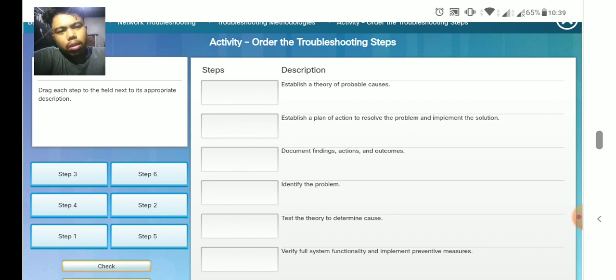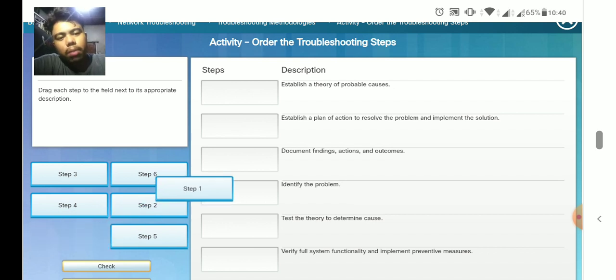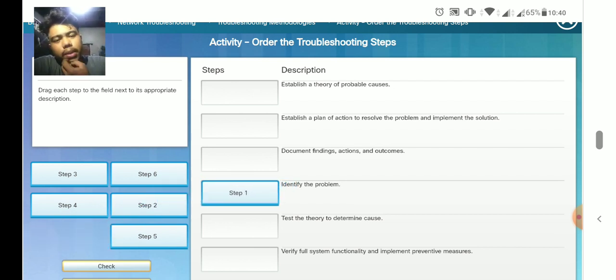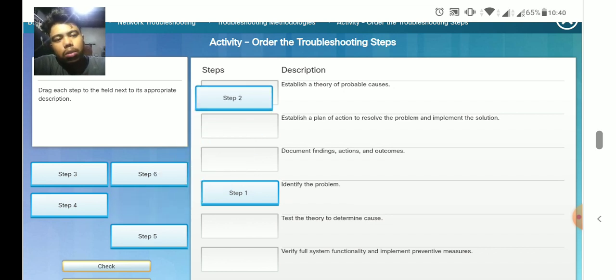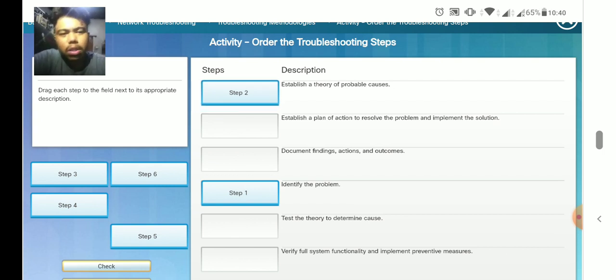We need to look at the troubleshooting steps. First, you need to identify the problem, and then upon identifying the problem, you need to establish a theory of probable causes. If you know the problem, you need to create concepts on how you have to make a solution for the problem.